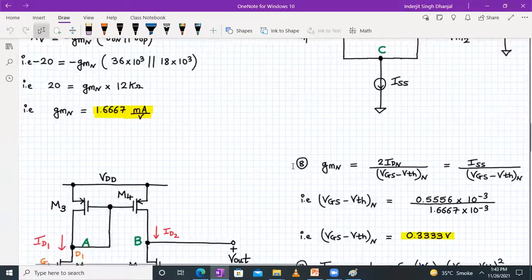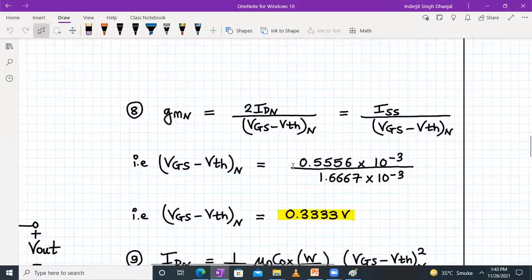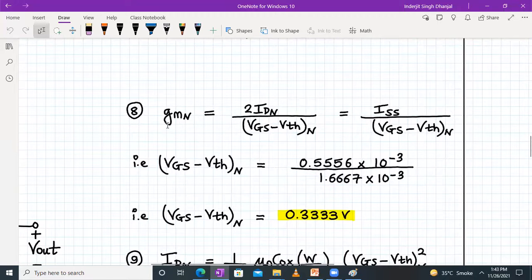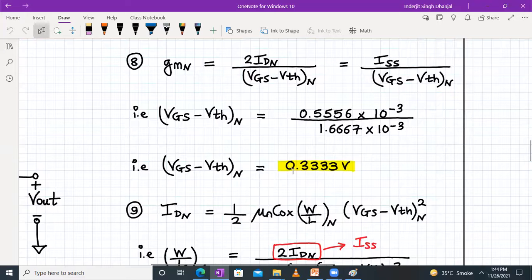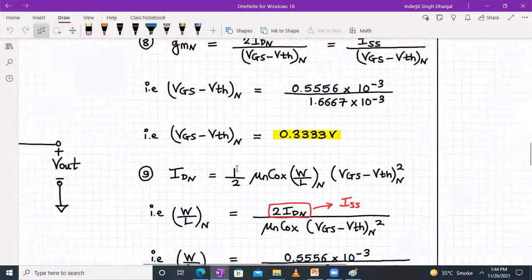Okay. So next we find VGS minus VTH for our NMOS transistors. GMN is given by the formula twice IDN divided by VGS minus VTH of NMOS transistors. Now twice IDN is basically ISS, right? And your VGS minus VTH will be ISS divided by GMN. So ISS is 0.5556 milli, and GMN we calculated as 1.6667 milli. If you divide them, you will get VGS minus VTH as 0.3333 volt. Okay.